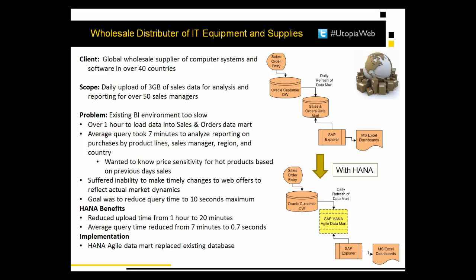It improved their ability to make timely changes to their web pricing, their sales analysis, even the product mix. They could change their product mix because they were able to run more significant queries, not just on a daily basis, but on a broader basis, because some of those queries might take hours to run where they took minutes with SAP HANA. So they were able to do more in-depth analysis. So that was the use case for the HANA Agile Data Mart.